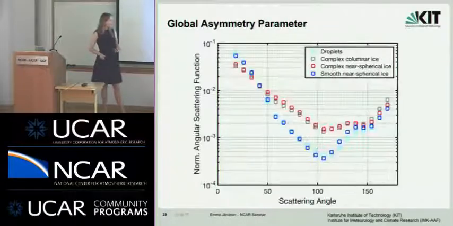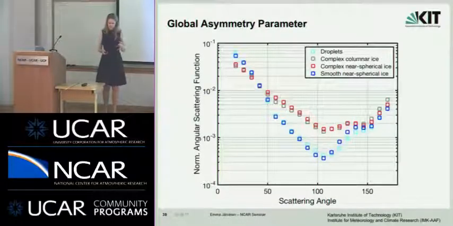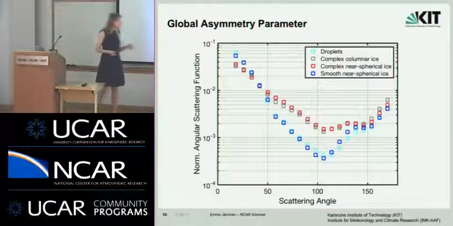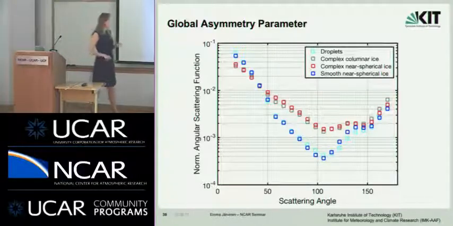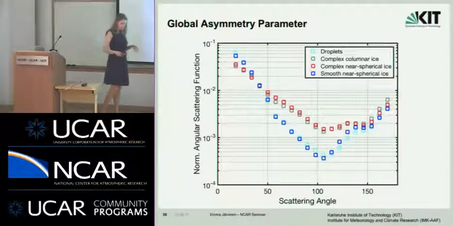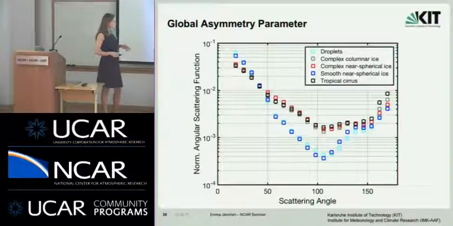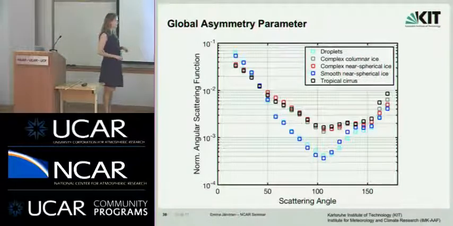And now again, if you look at the angular scattering properties globally seen, to start, we have the laboratory results: the droplets, the smooth frozen droplets, and then our complex columns or spheres. And we now add the measurements from the Radiagon, so the tropical Cirrus. Again, we have the same angular light scattering function.